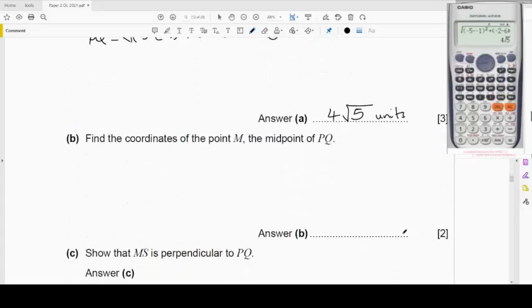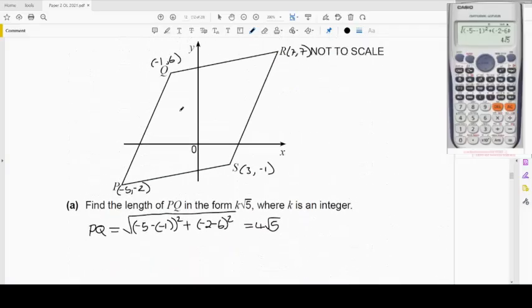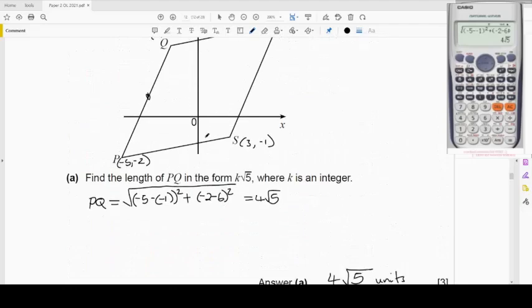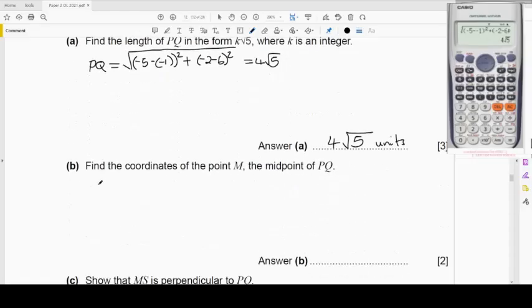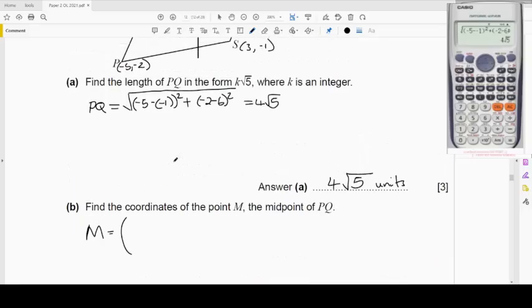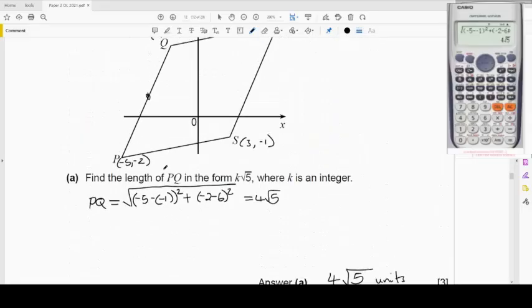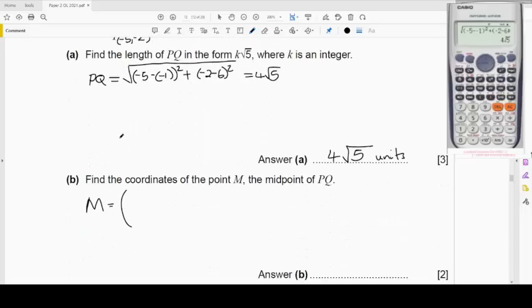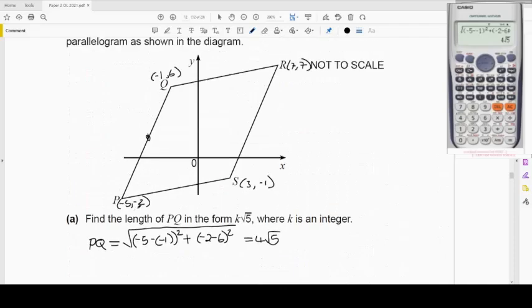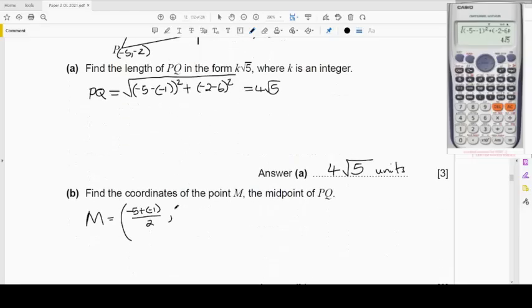Okay, B, we have to find the coordinates of the point M, which is the midpoint of PQ. So we are looking for a midpoint somewhere here. The midpoint, we just use our midpoint formula. So the midpoint is the average of the x coordinates, comma, the average of the y coordinates. So our x coordinate is (-5 plus -1) divided by 2. And then the y coordinate, I will say (-2 plus 6) divided by 2. So simplify this as far as possible.